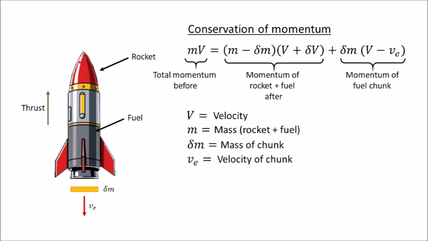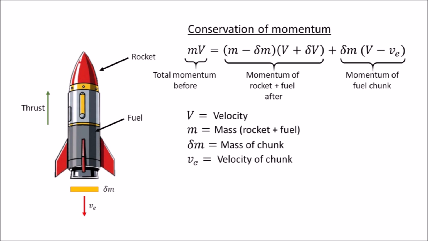M is the total mass, rocket plus fuel, and capital V is the initial velocity. On the right-hand side, we have the total momentum after the chunk was expelled. So the mass of the rocket plus fuel is now smaller by delta m, and the initial velocity has increased by delta v. The momentum of the chunk is delta m times the exhaust velocity seen by a stationary observer. That velocity is v minus v sub e.